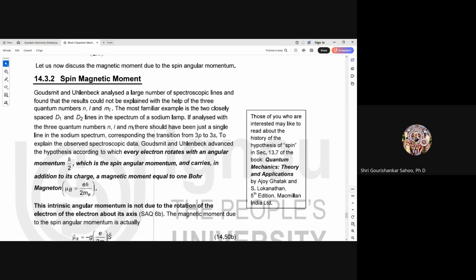To explain the observed spectroscopic data, Goudsmit and Uhlenbeck advanced the hypothesis according to which every electron rotates with an angular momentum ħ by 2, which is the spin angular momentum, and carries, in addition to its charge, a magnetic moment equal to the Bohr magneton, which is equal to eħ by 2me and expressed as mu b.